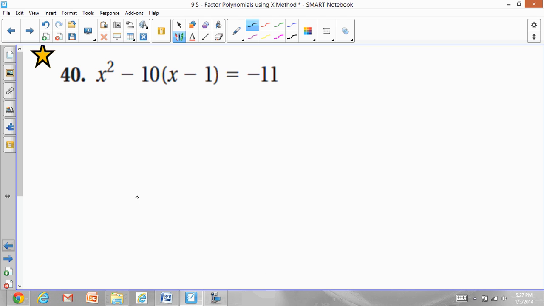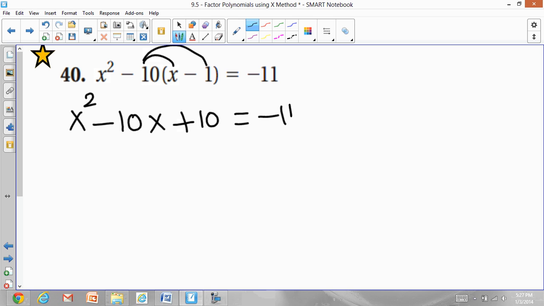Copy question number 40. This is combining your distributive property and bringing all the variables and all the numbers to one side, and then you are factoring the polynomial. So step number 1, x squared stays the same. Now you need to do the distributive property from here to here. You need to open up the parentheses. So negative 10 multiplies x to give you negative 10x. Negative 10 multiplies negative 1 to give you positive 10 equals negative 11.